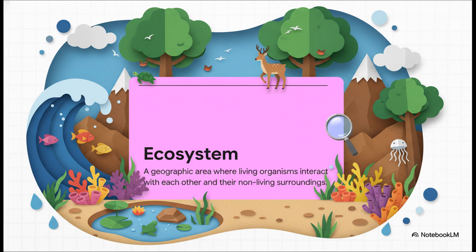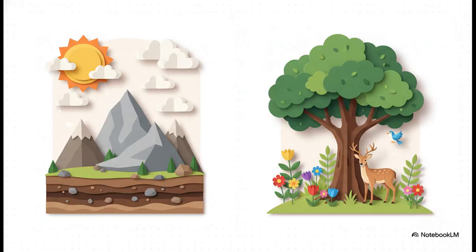And the cool part is an ecosystem can be massive, like an entire ocean, or super small, like a little puddle in your backyard. Okay, so every single ecosystem is made up of two main parts. You've got your abiotic components. That's just a fancy word for all the non-living stuff. Think sunlight, soil, water. Then, on the other hand, you have the biotic components. And that's all the living players in the game. Plants, animals, fungi, you name it. You absolutely need both for the whole thing to work.